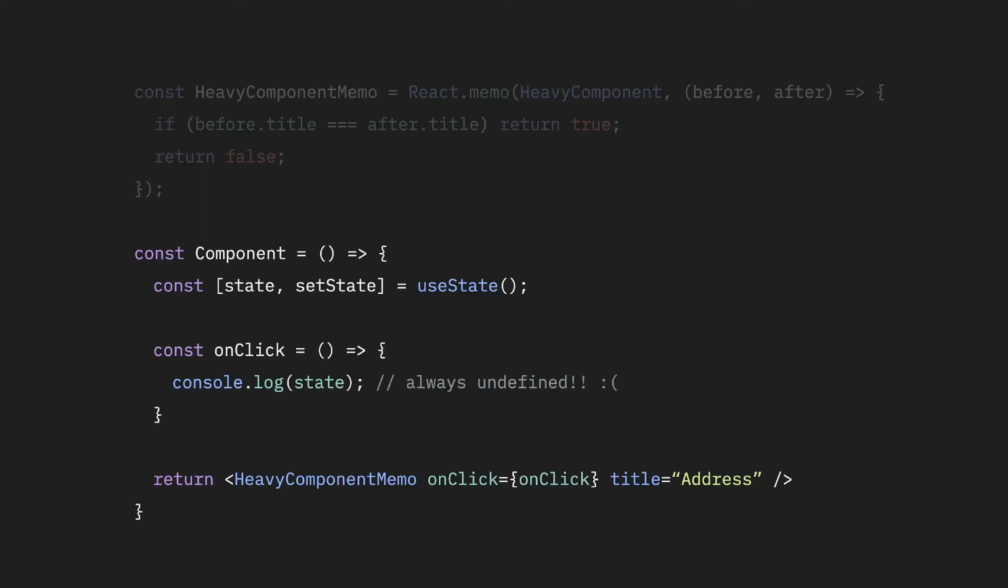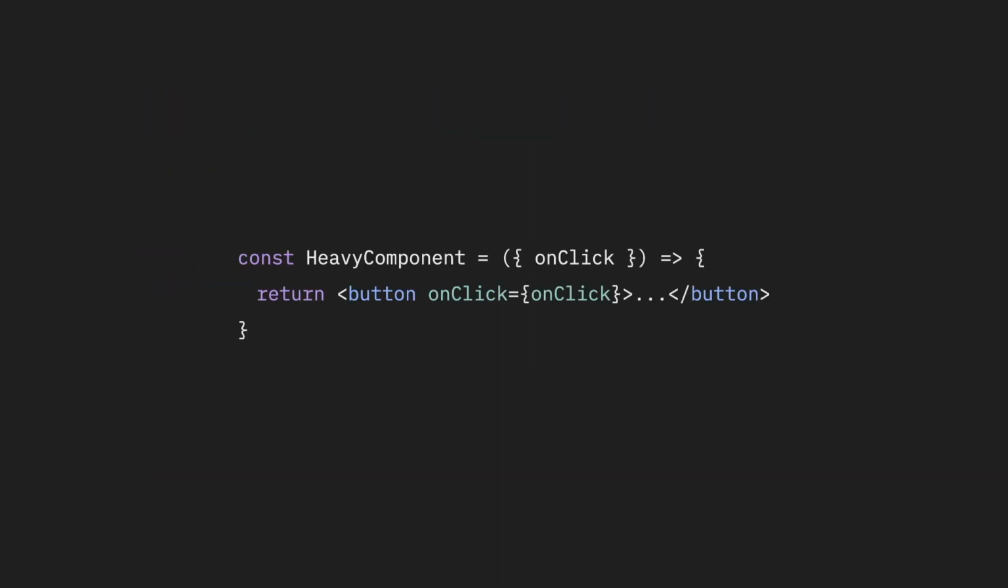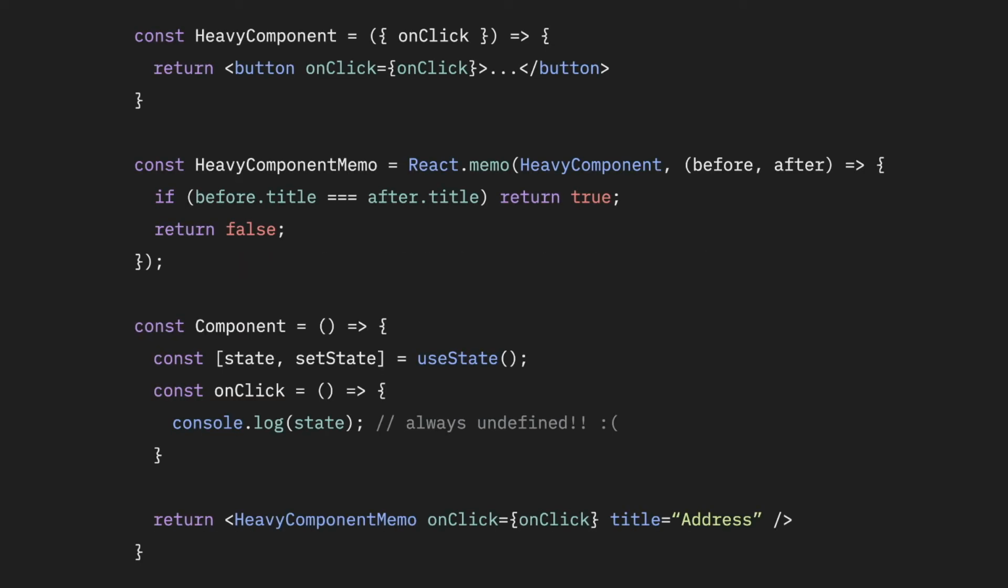The fact that we have the onClick callback on that heavy component implies that it has something like a button to which this onClick is attached. Let's assume it looks like this. Just a button with onClick that is coming from props. The full code looks like this. And we already know that the stale closure is the problem here. But let's walk through the code anyway to make sure we know exactly how it happens.